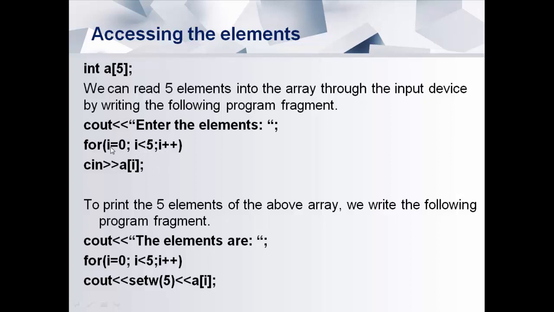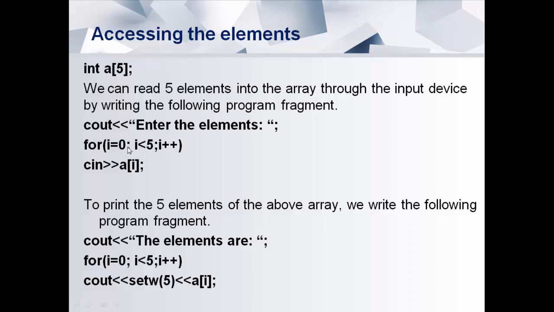I am taking one variable, i, and initializing the i value as 0. The initial value of i is 0 because I already told you that the array index always begins from 0. Next, i is less than 5, i plus plus. First, i equals 0, the i value is initialized, and the next is the condition.